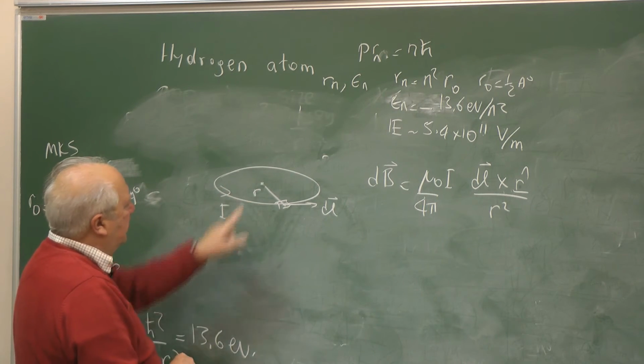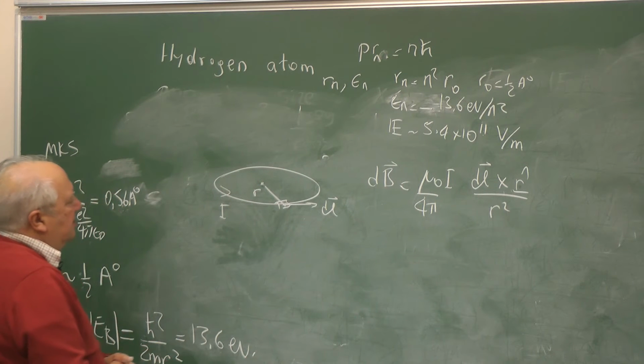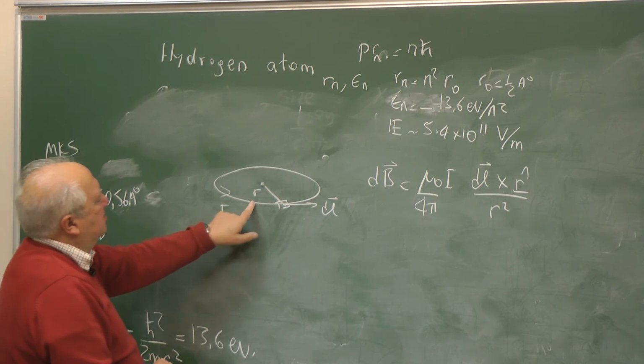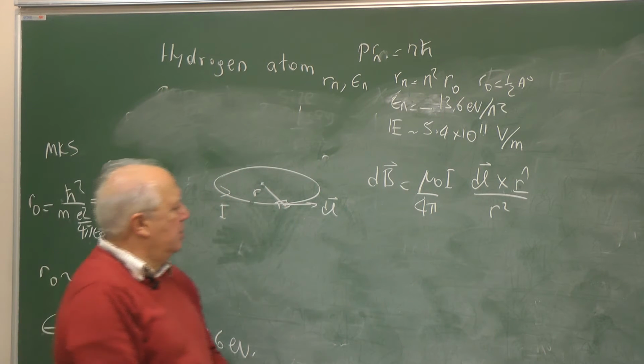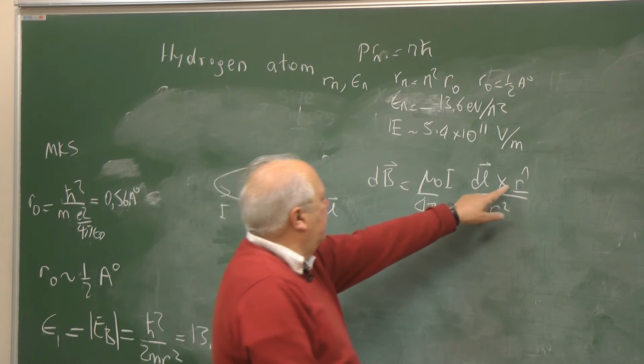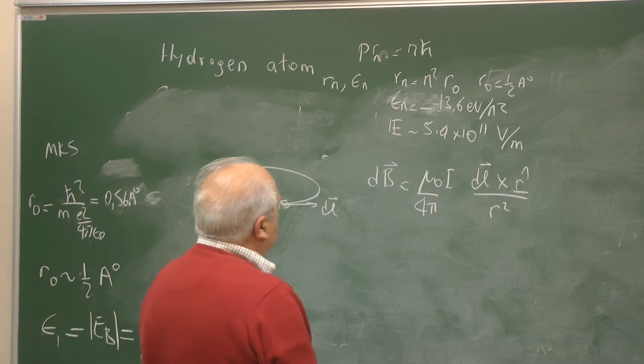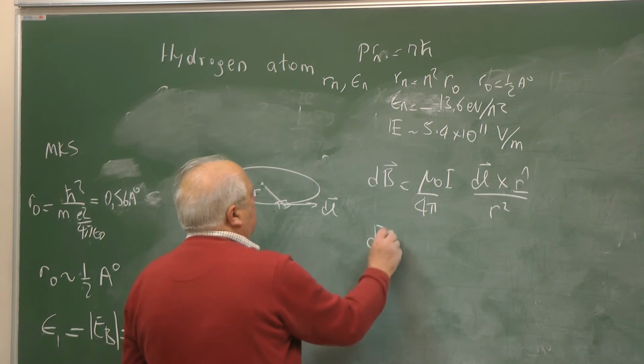R looks from the current element dl toward the center. I'm computing the magnetic field at the center of the loop. So this is a current loop. I'm looking at the magnetic field at the center of the loop. So if this is the electronic current, I'm looking at the magnetic field at the site of the proton. R is a unit vector. So dl cross R.